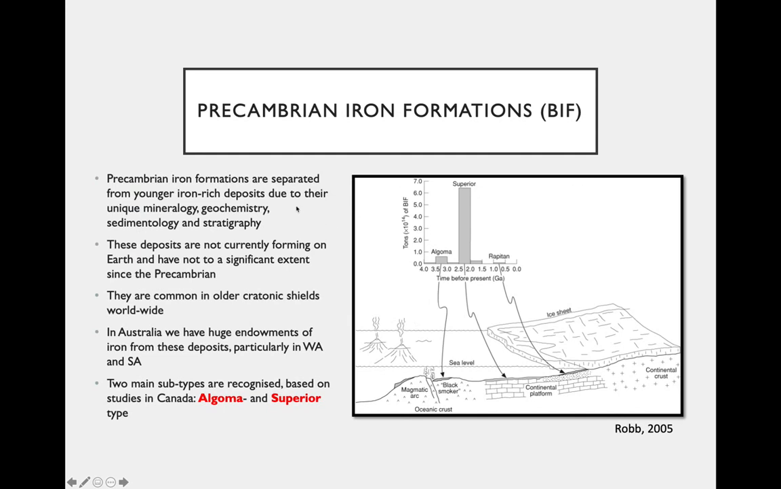So the main types, we have Algoma, Superior, and Rapitan. So Superior would be like our Hamersley Ranges, the most common form of BIF. Algoma are very old and predominantly related to black smokers or greenstone belts. And Rapitan, we have a few examples in South Australia where we have an association with snowball earth to create these reduced environments.